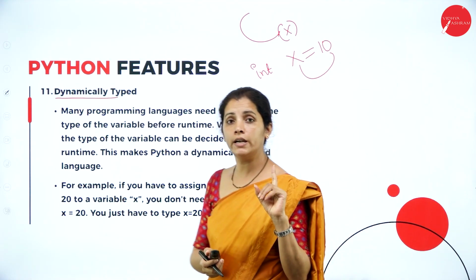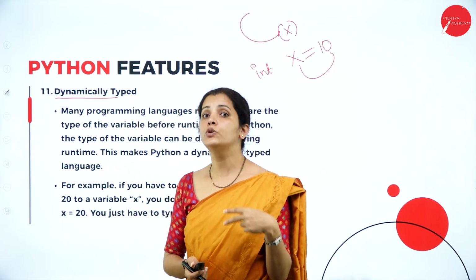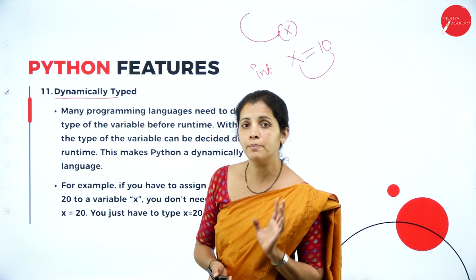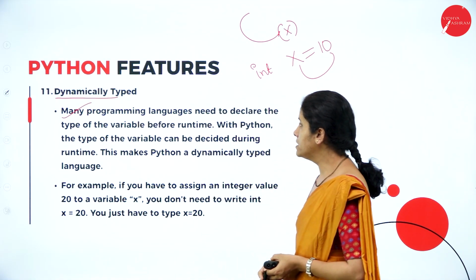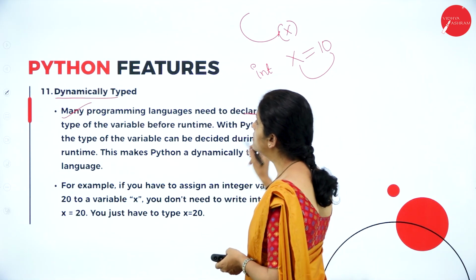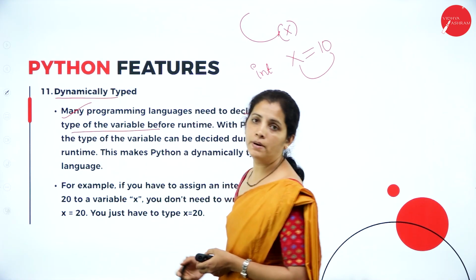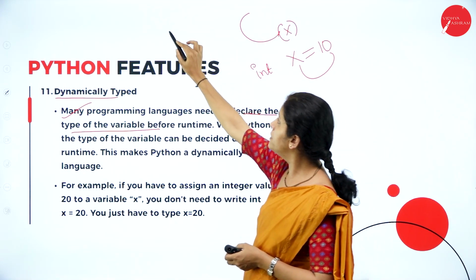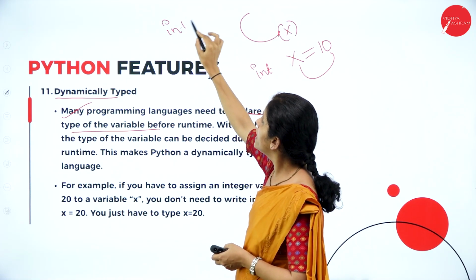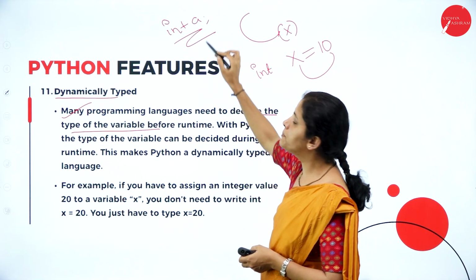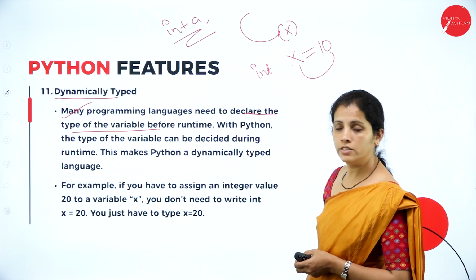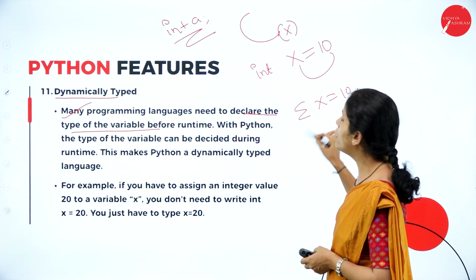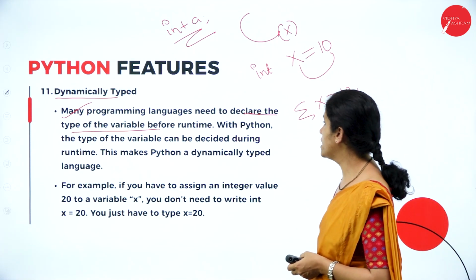First I want to declare the variable, then I'm going to use the variable. But here I'm going to declare and use the variable together. Many programming languages need to declare the type of the variable before. See, I'm going to declare the type of variable, int a, in my C program. But in Java, I'll write x equal to 10. So, no need of declaring the type of variable.